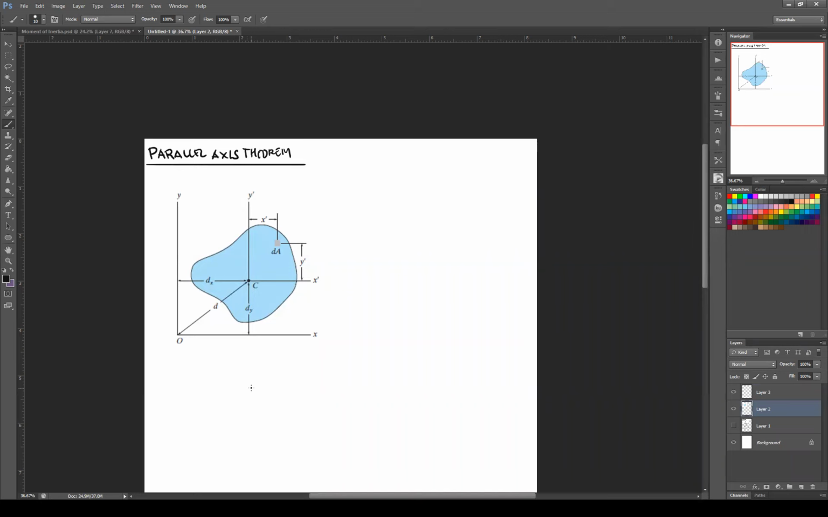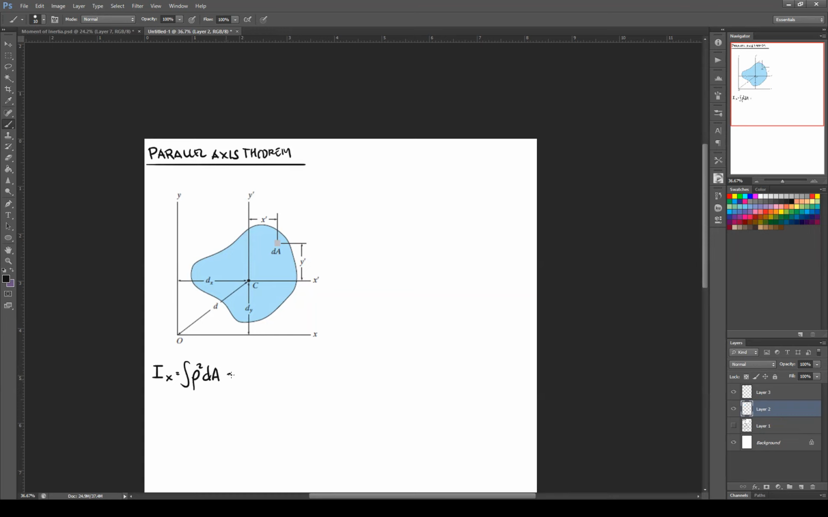Now, the parallel axis theorem dictates that if you know the moment of inertia of your shape about its centroidal axis, you can use that to take the moment of inertia about any other parallel axis. A parallel axis to this is this axis right here. So the equation goes like this. You take your differential area here, A. Let's write our equation. We'll always start with our basic equation, rho squared dA.